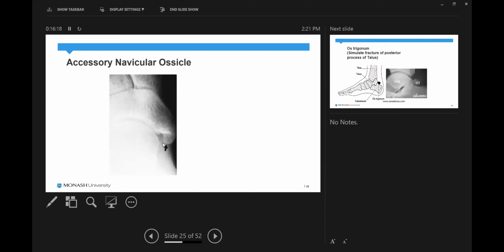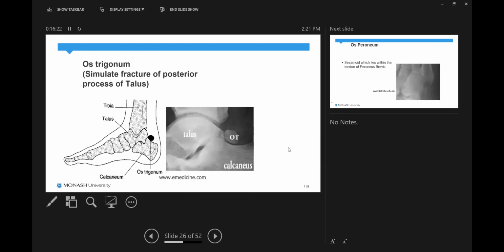And here we have an accessory navicular ossicle. And then the one that is quite common is the os trigonum, and it can simulate a fracture of the posterior process of the talus, but you can see that it is really well corticated.